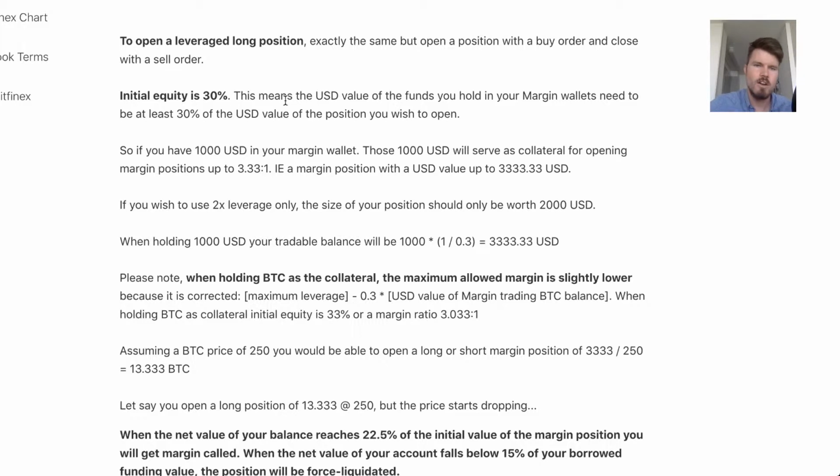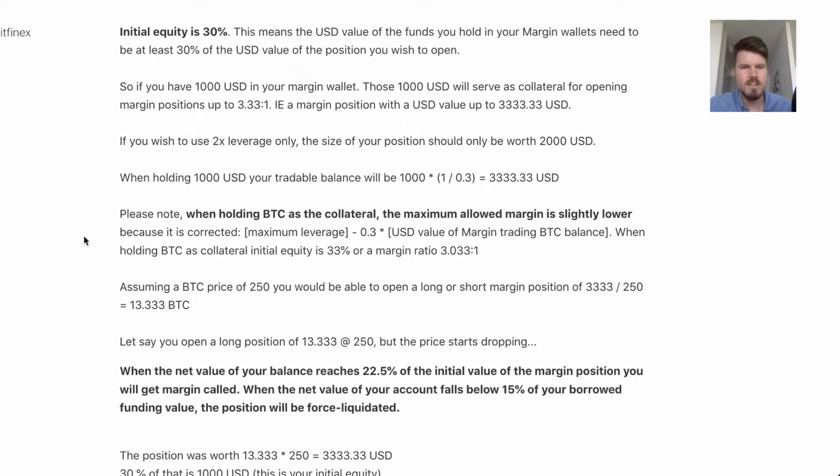Now, on Bitfinex, you have an initial equity of 30%, and that's because you have to have this amount of money on your account. So it doesn't really matter. You just put, for example, 1,000 US dollars onto Bitfinex, and with this 30%, these 1,000 US dollars you can use to buy or sell. So you can open a margin position with a value of 3,333.33 US dollars.